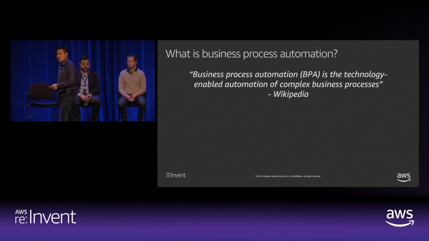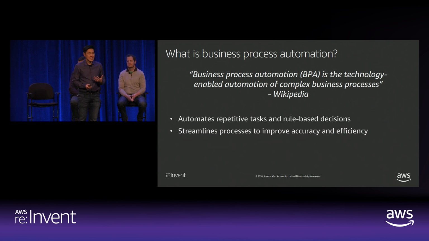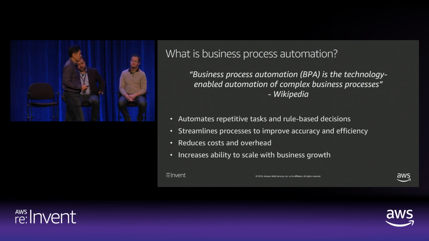So what is business process automation? Well, according to Wikipedia, business process automation, or BPA for short, not the chemical, that we had some last-minute slide changes to address that, is technology-enabled automation of complex business processes. So there are some advantages to BPA, such as it automates repetitive tasks and rule-based decisions. It can streamline processes to increase accuracy and improve operational efficiency. It can reduce cost of labor and overhead. And lastly, it increases the ability for the business to scale with growth.